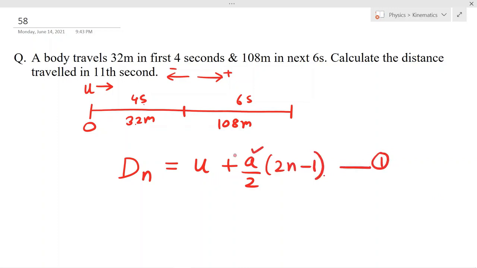You need a, you need u. So how will you find a and u? You can use this information. So again we will do just like before.